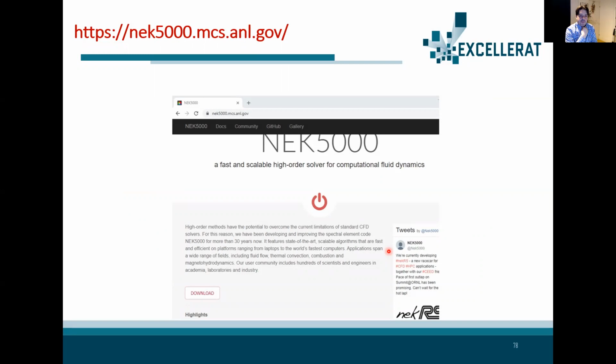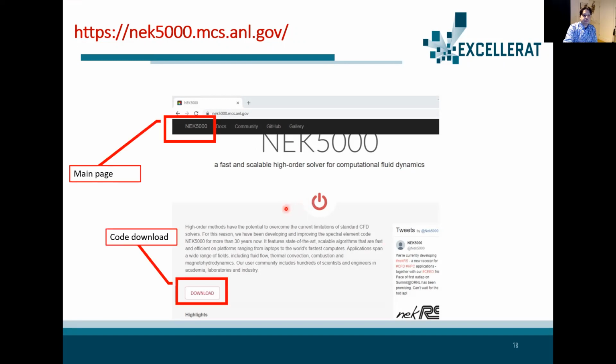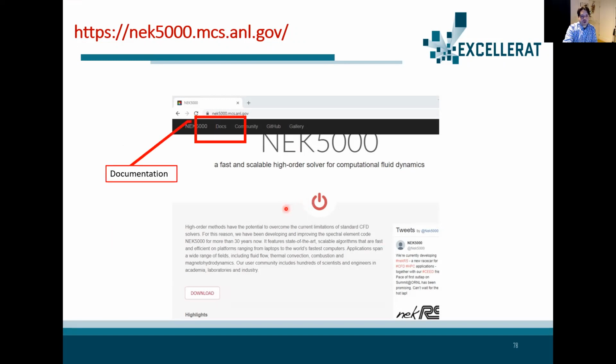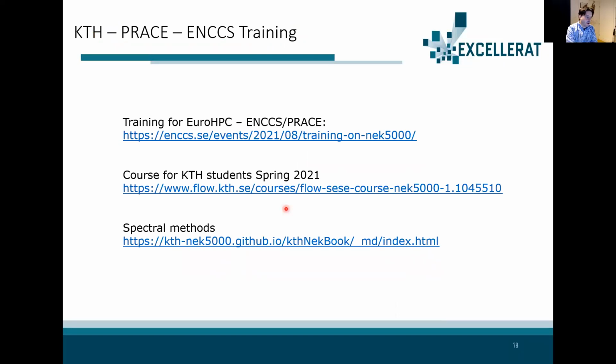So if you would yourself like to run or use NEK5000, it's actually very simple. You just go to this homepage, and you have here all kinds of information. You can download the code. You have some documentation, maybe not very extensive, but still there is the GitHub, and there is a gallery where you can download things. There is also a lot of test or training material available online. So, for instance, we have from KTH done some training or tutorials on NEK5000, which is available. There was a course with some material that you can download, and there are also some Jupyter books on spectral methods if you're interested.